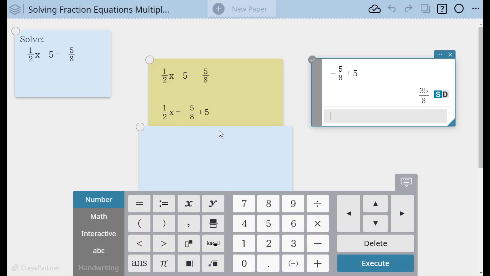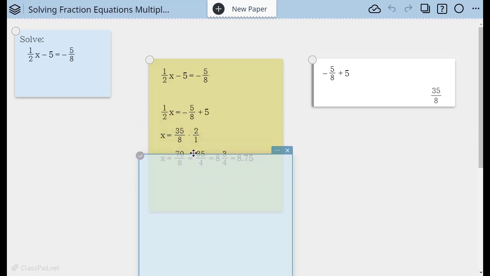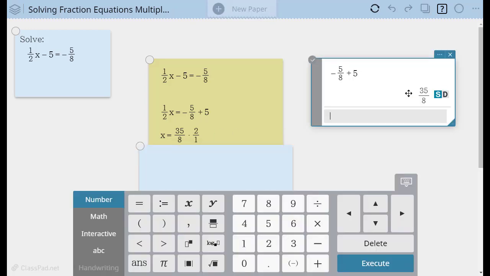So my next step then is I have 1/2 x is now equal to 35/8, and I want to isolate this 1/2 by doing the reciprocal. So multiplying by 1/2, and if I multiply both sides by the reciprocal, 2/1, I will get my x isolated. So that's this step right here. And so I can just now use my calculator to do that using the template.